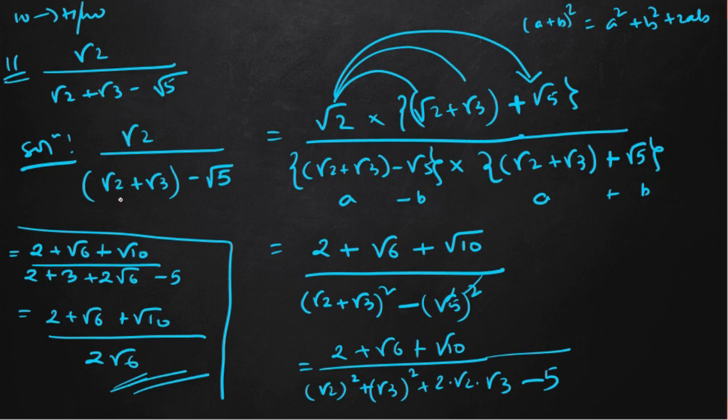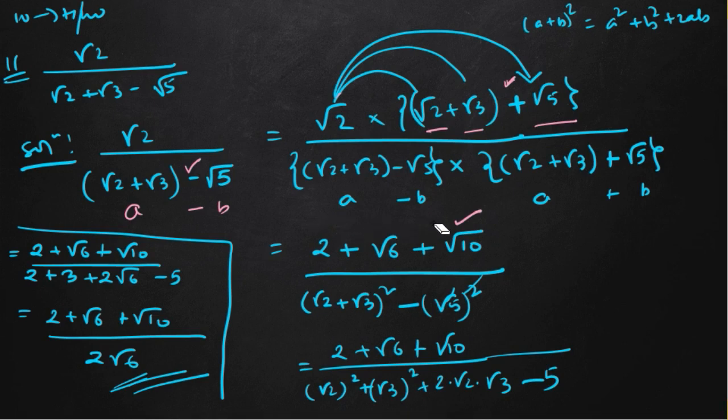Okay, so we have taken root 2 and root 3 in the single bracket: root 2 plus root 3 minus root 5. You have to treat this like a minus b. As the negative sign is there, we have to multiply with the positive sign. Now you can see that root 2 is multiplying with root 2, root 3 and root 5. Root 2 into root 2 is 2, root 2 into root 3 is root 6, root 2 into root 5 is root 10.